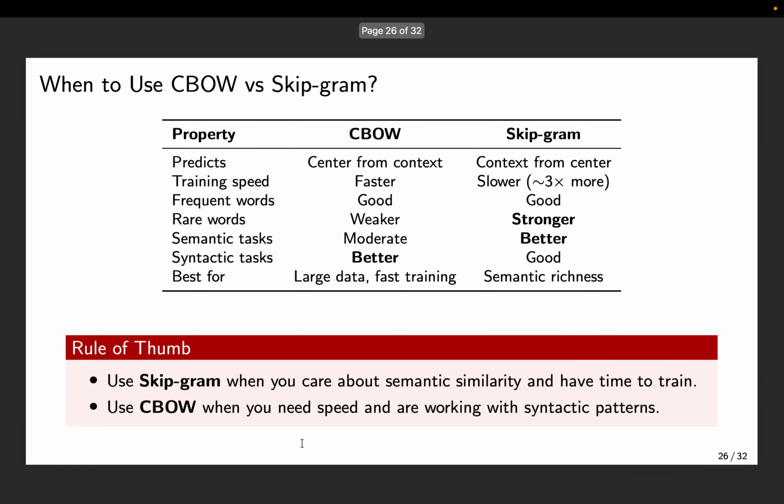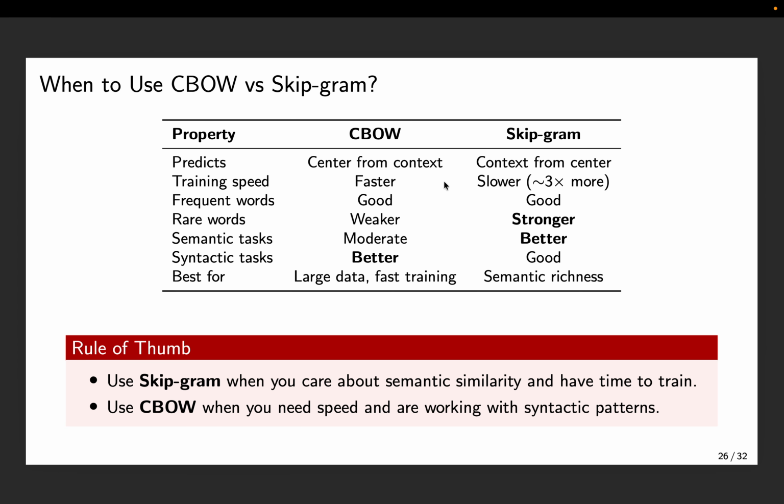So now moving to the next slide, continuous bag of words versus skip-gram comparison. Let me give you a clean summary of the comparison, so you know when to use which. Continuous bag of words predicts the center word from context, and skip-gram predicts context words from the center word. Training speed: continuous bag of words is faster, about 3 times faster than skip-gram, because it makes one prediction per training step instead of many.